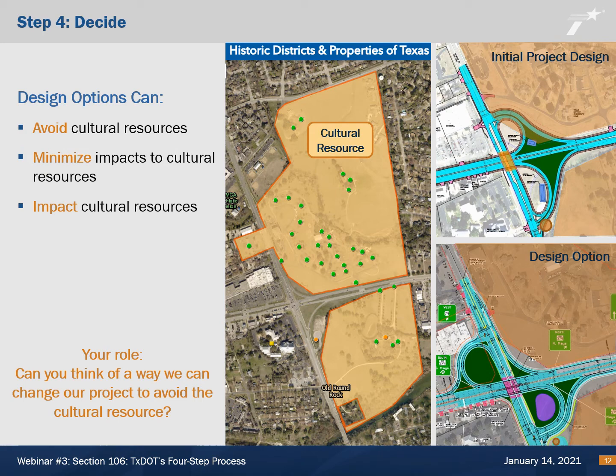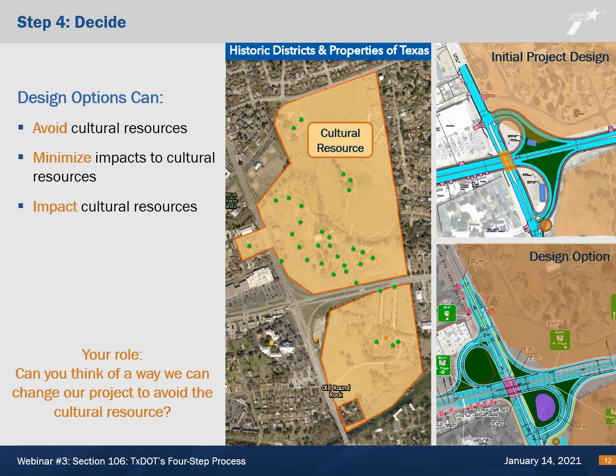Design options allow TxDOT to test different preservation outcomes. An option can completely avoid cultural resources, minimize impacts to cultural resources, or impact cultural resources. The tricky part can be finding an option that both protects cultural resources and meets the transportation need. What does this look like in practice?